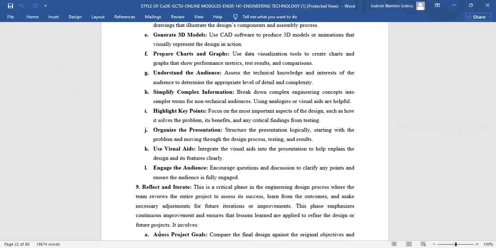This is a critical phase in the engineering design process where the team reviews the entire project to assess its success. Even after you have gone through all that process, you have to reassess its success, learn from the outcomes, and make necessary adjustments. So that is why we don't say that because I am the team lead, I have brought up the idea and it is working.